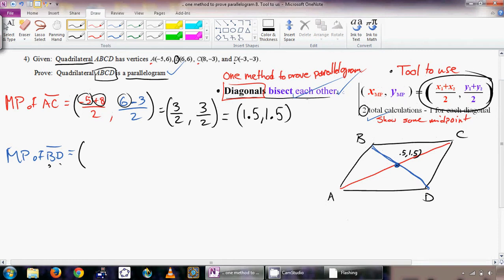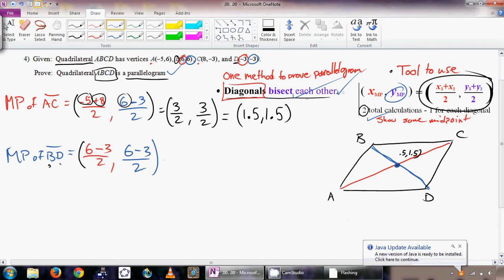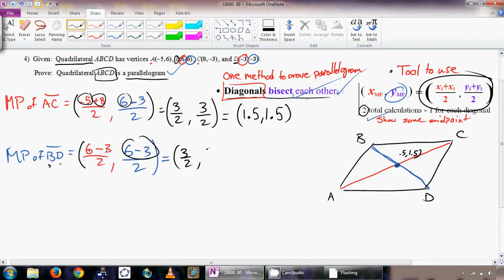Now, we're looking at B and D. And I'm going to get my x value by adding my x values, and then my y. The y value of my midpoint will come from adding the y values. I can already tell I'm fine. 3 over 2 simplifies to 1.5 and 1.5. They do in fact share a midpoint.